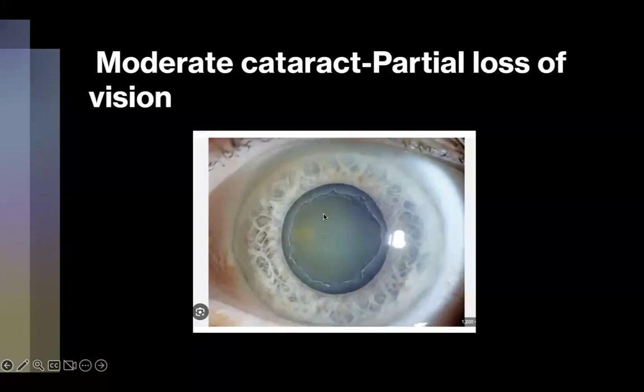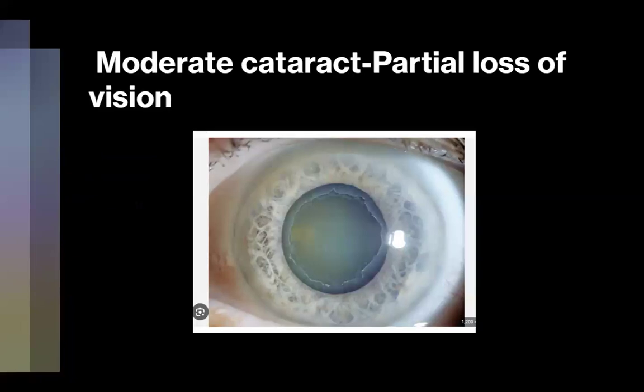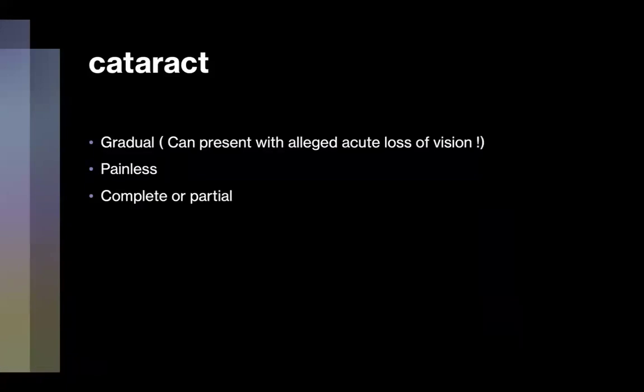And this is a moderate cataract where there is a yellow to greenish tinge at the cataract, and there is some pigment deposition at the periphery. Usually cataract causes gradual, painless loss of vision. Usually the whole visual field is affected, but in special types of cases like those I showed you earlier, the central bit can be affected, or you can get a peripheral partial block of vision. But generally it's complete.